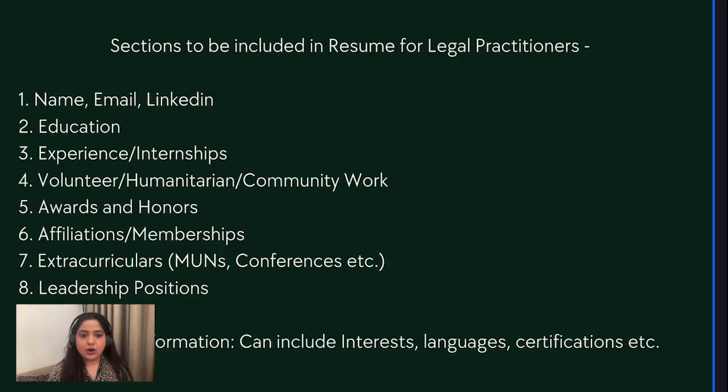Okay, so sections to be included for legal practitioners. Let's just go over it again. Your name, your email, your LinkedIn, which is your contact information, your education, experience, and internships. Internships, definitely. You could add volunteer work. Yes, amazing. I think you should add that because a lot of recruiters and lawyers are very interested in asking you about that. Definitely, it also creates a topic for small talk.